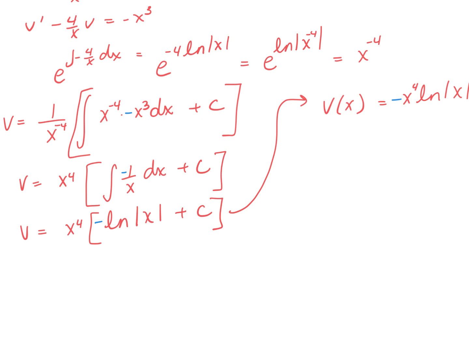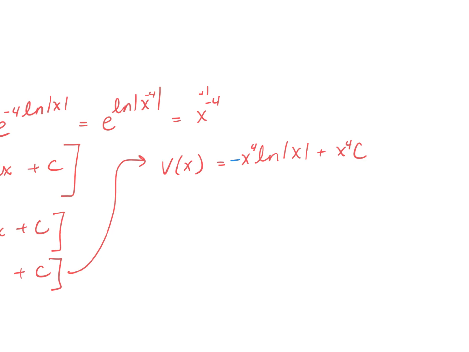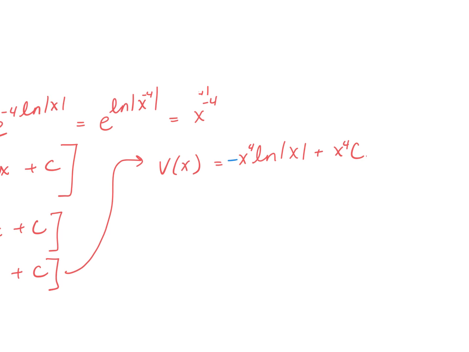All right, now we need to back sub. We are going to back sub, and we said, wait a minute, we let v equal x raised to the negative 1. So this v of x must be y raised to the negative 1, which must be negative x to the 4th, the natural log of the absolute value of x, plus x to the 4th times c.